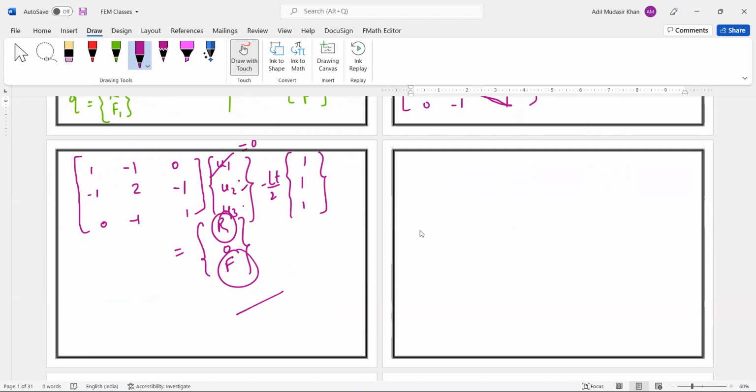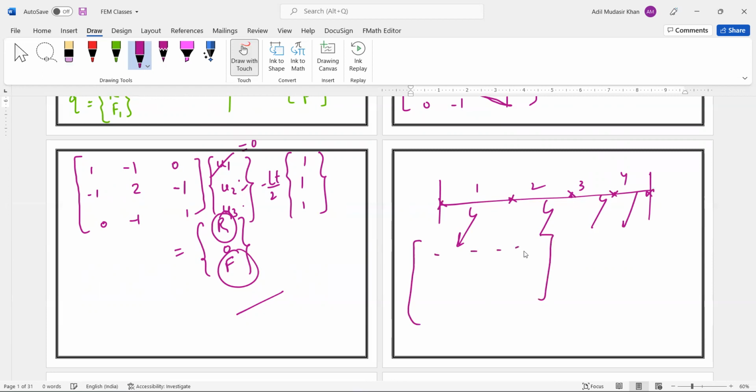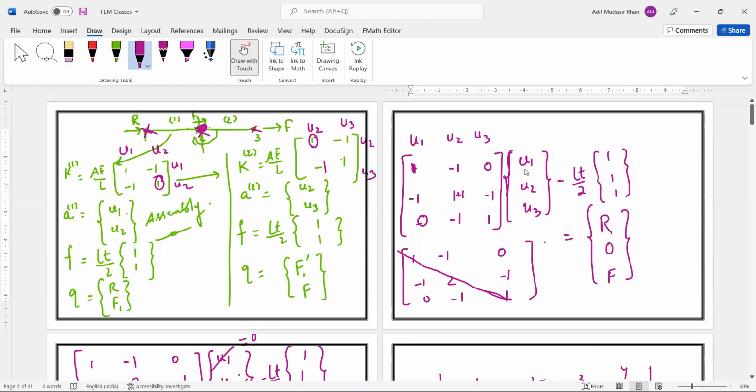So this is how. In fact, you can divide the entire problem into 4 elements. So you can have 4 elements: 1, 2, 3, and 4. Write down the individual stiffness matrix. Once you write the individual stiffness matrices, you'll be having node 1, node 2, node 3, node 4, and node 5. Therefore, the K matrix, the total stiffness matrix, will be a 5 cross 5 matrix. In the same way, this procedure is to be continued.